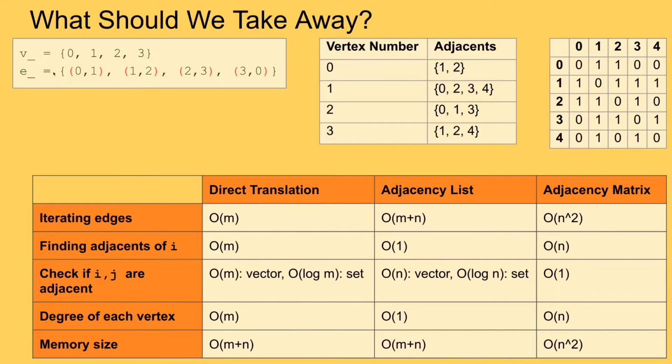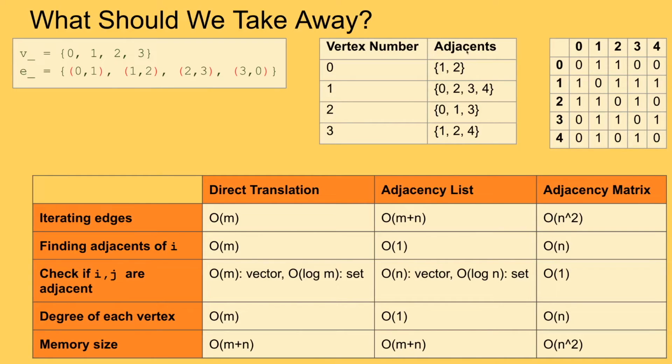The direct translation of the definition, 2 sets, one for vertices, one for edges, or an adjacency list for each node, or an adjacency matrix. So let's compare all these 3 methods. If you just want to iterate through edges, in this method, you have to go through the entire list and iterate them. So that would take O(m), m being the number of edges.